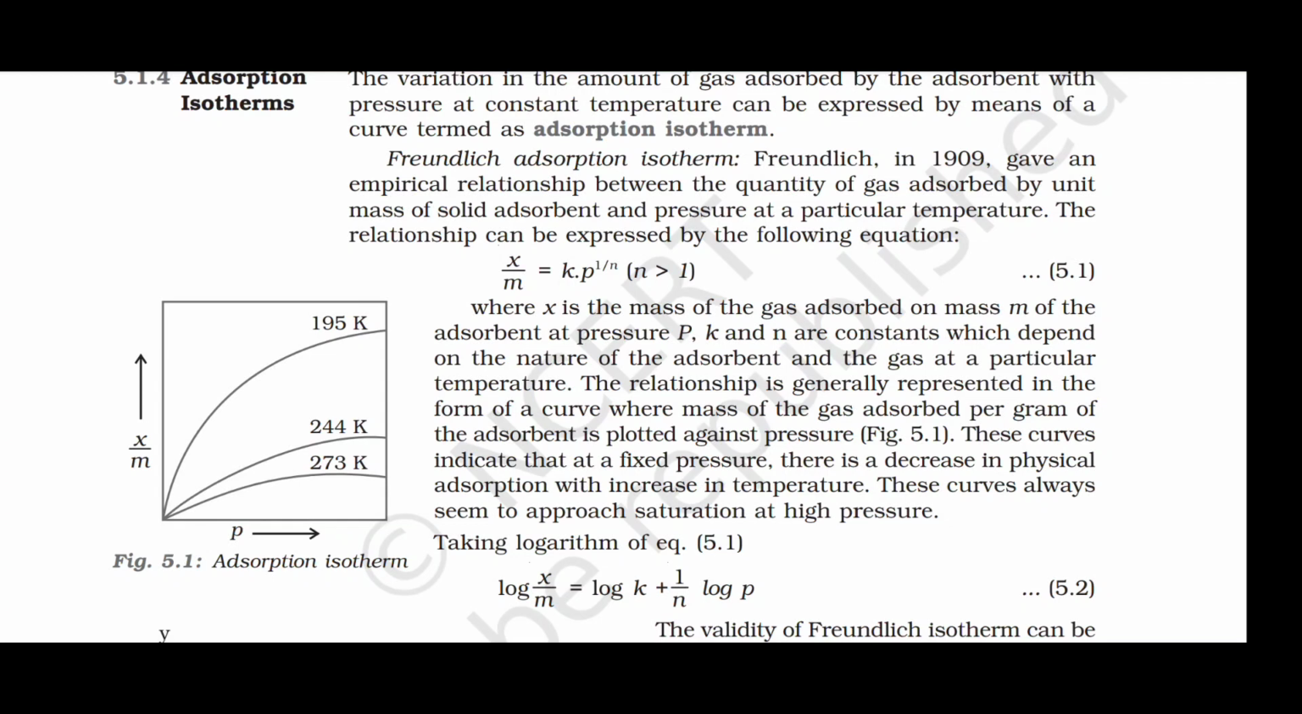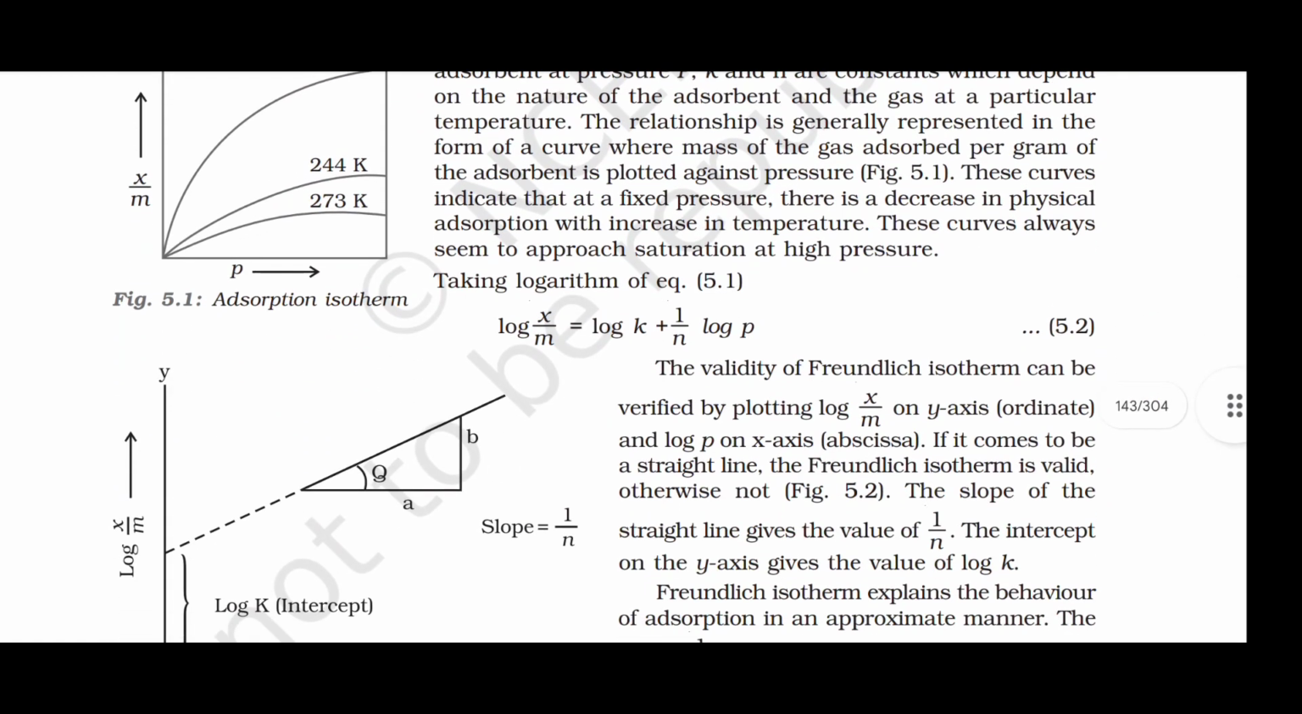The relationship is generally represented in the form of a curve where the mass of the gas adsorbed per gram of the adsorbent is plotted against pressure. These curves indicate that at a fixed pressure there is a decrease in physical adsorption with increase in temperature. These curves always seem to approach saturation at high pressure.